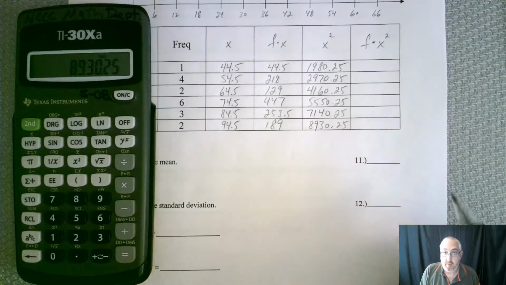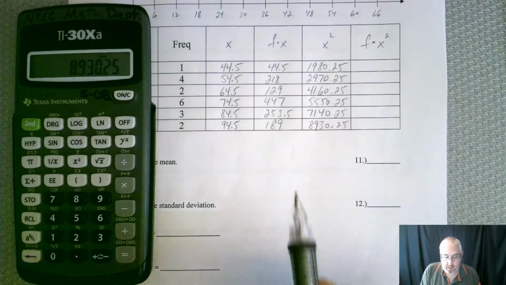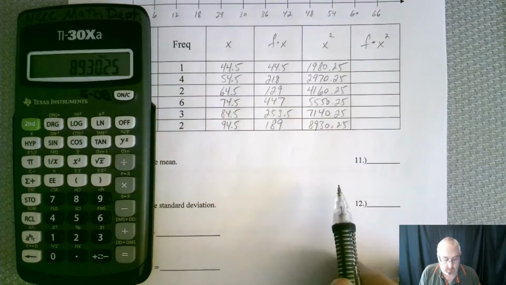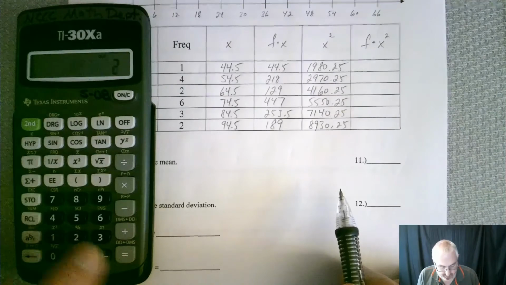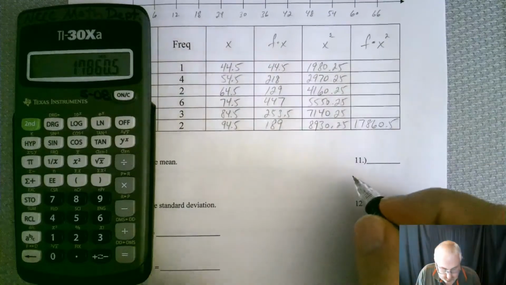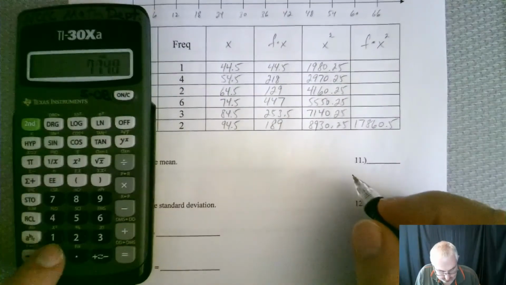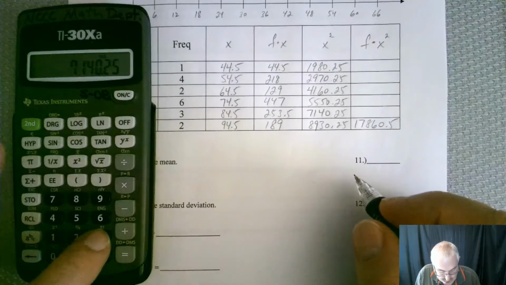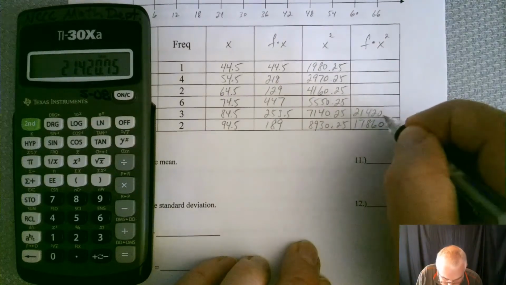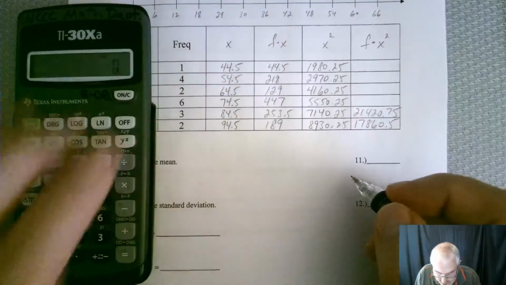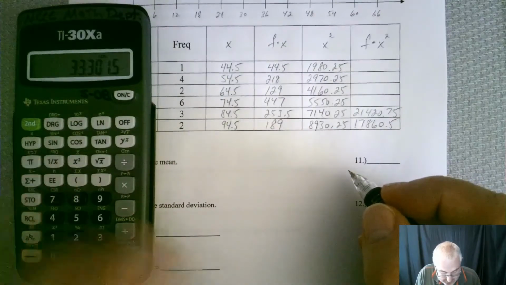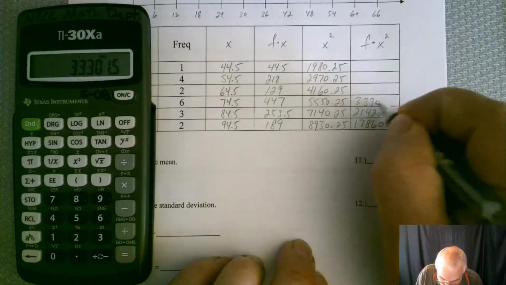So next we got to multiply. Again, be very careful which columns you're grabbing. So we need the frequencies times this column to fill in this column. Since I got that one in there, I'm just going to multiply that by 2. So 17,860.5. Okay, 7140.25 times 3. So it looks like 21,420.75. 5550.25 times 6 is 33,301.5.